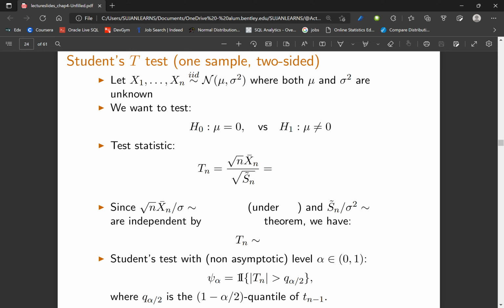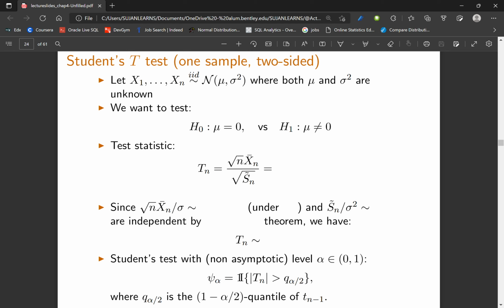Now, we need to calculate the test statistic for the student's distribution, which we will call T. Here, we have written our test statistic as X n bar multiplied by square root of n, divided by the square root of the unbiased sample variance S n tilde. That's what has been presented here.